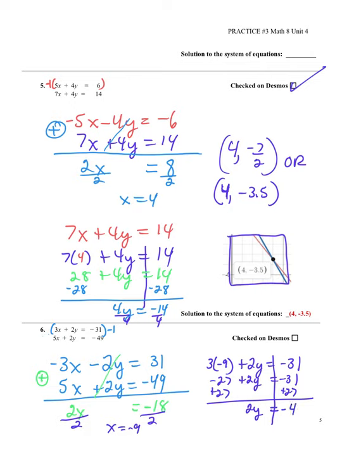And then you divide by 2. And you're going to get y is equal to -2. So my solution is (-9, -2). Okay, oh, and I did. And I checked it out on Desmos, and it checked. That is the correct answer.